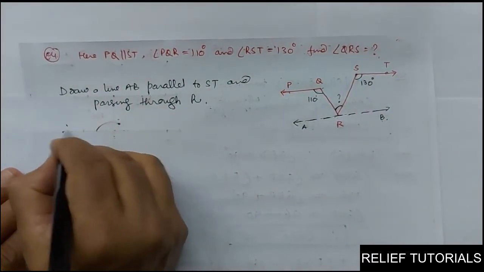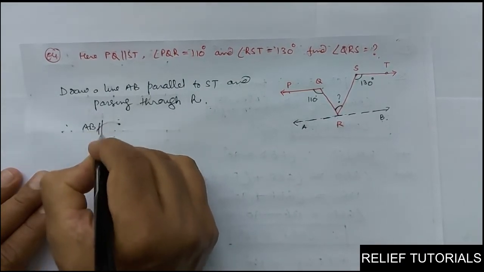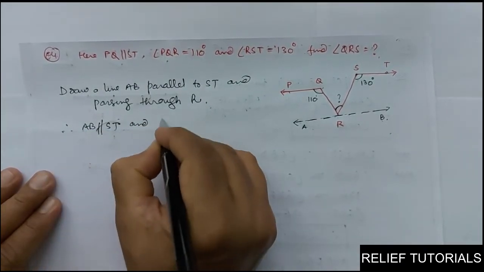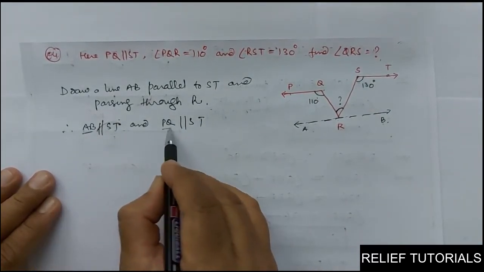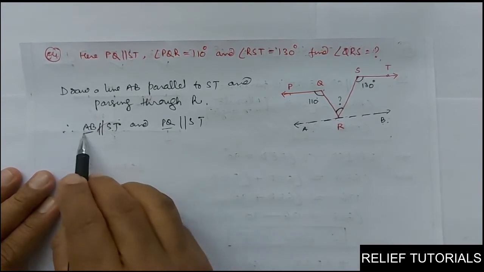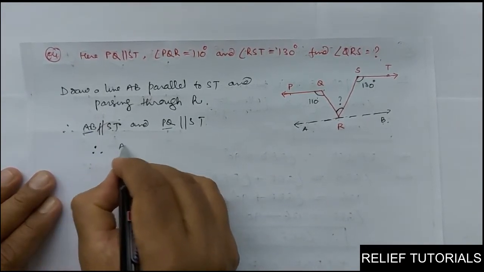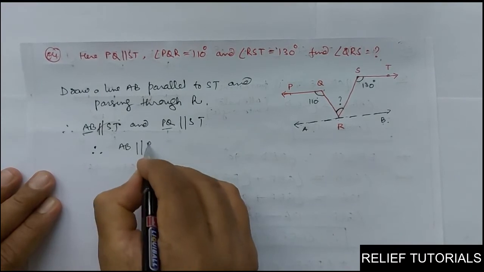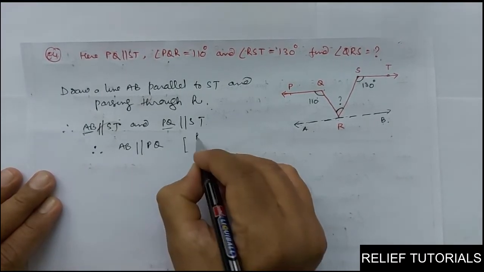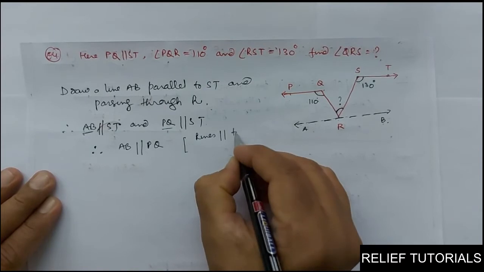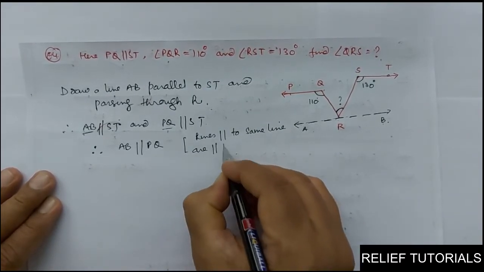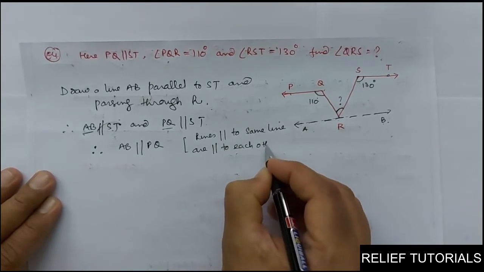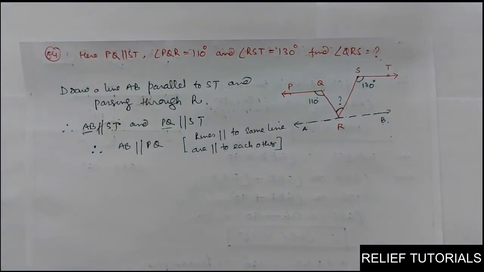So therefore AB is parallel to ST and it is given that PQ is parallel to ST. So these two lines AB and PQ are parallel to the same line ST, so they are parallel to each other. So therefore we can also say AB is parallel to PQ. Reason: lines parallel to the same line are parallel to each other. Clear friends? So we have used here theorem 5.